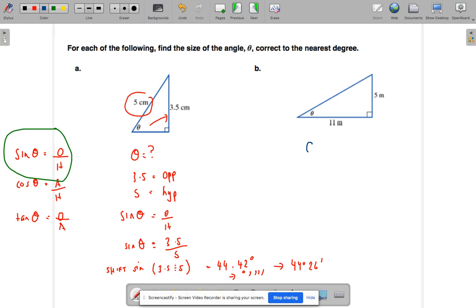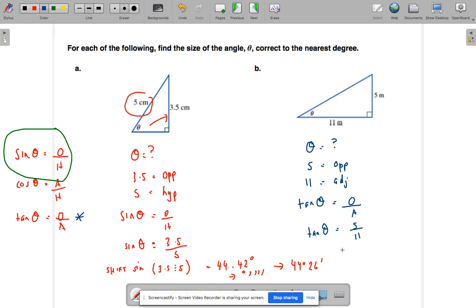So we're trying to find theta again. That's the question mark. 5 is our opposite. It's opposite the theta. 11 is next to the theta. It's adjacent. So which rule involves opposite and adjacent? It's this one here, the tan rule. So we'll write down the tan rule. Tan theta equals opposite over adjacent. Tan theta equals 5 over 11.